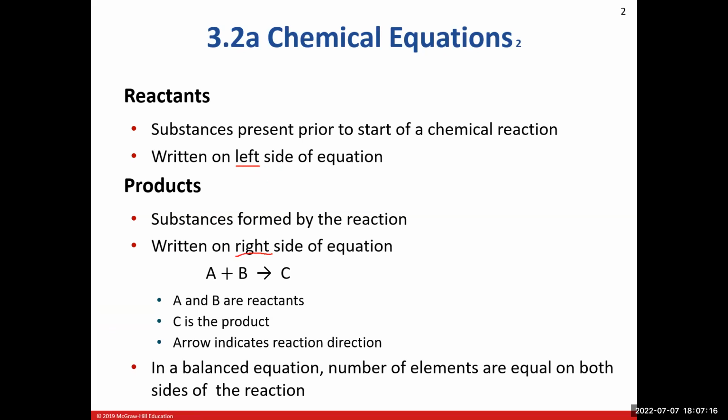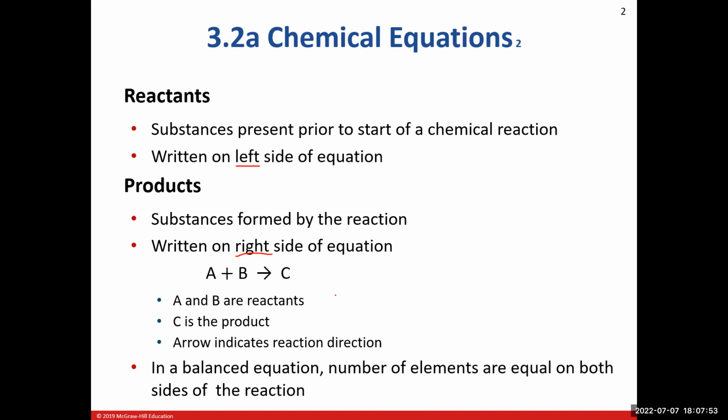Looking at this formula here, A plus B, and then the arrow indicating C, everything on the left side of that arrow is the reactants. So A and B are the reactants. Everything on the right side of that arrow is going to be the products. As mentioned here, that arrow tells us in which direction the reaction is moving, from the left to the right. So we're going to have an interaction with A and B, and we're going to form C here.